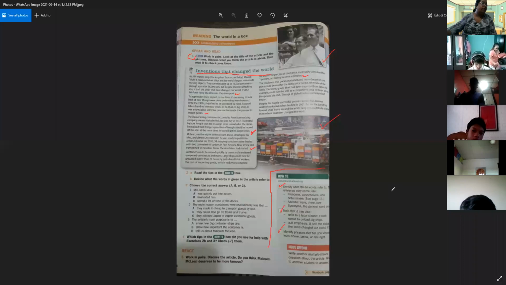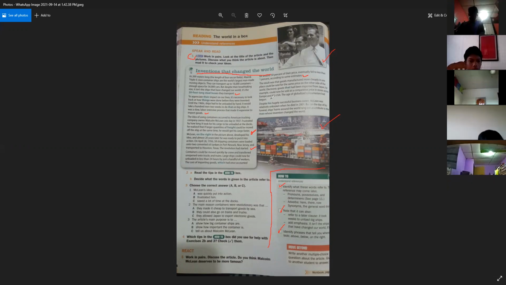Okay, for around 30% of their price, eventually fell to less than 1% according to some estimates. Okay, thank you, Oriel. Now, Juan, can you read the other paragraph until the part that says consumerism had begun?